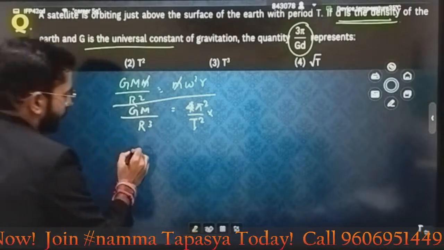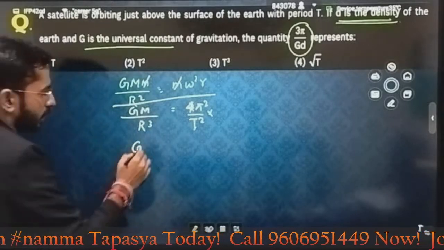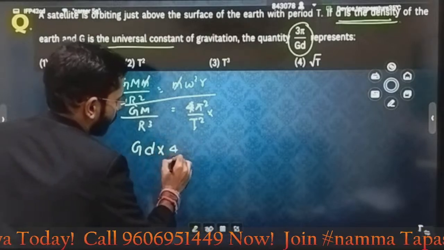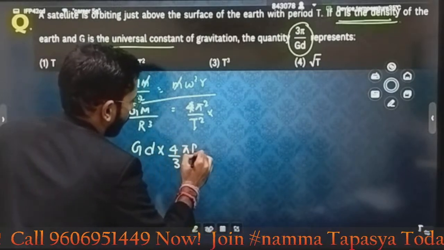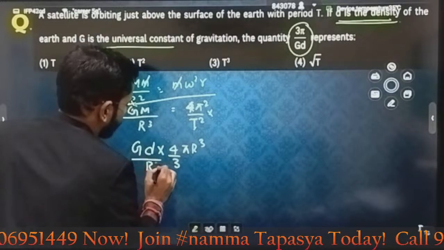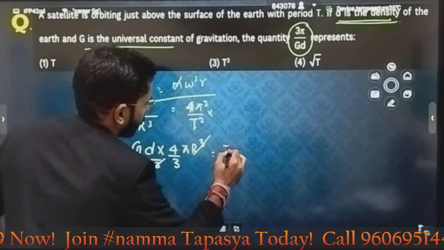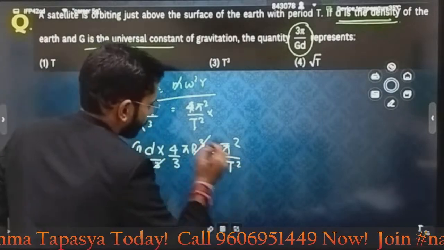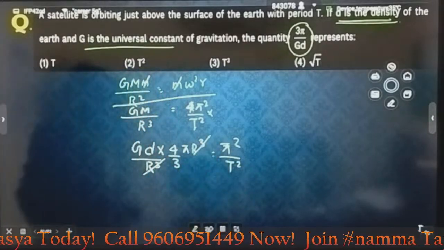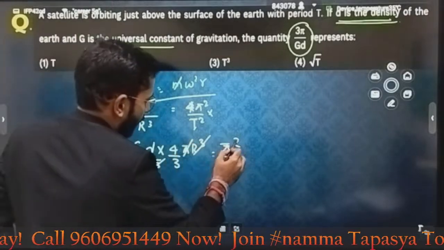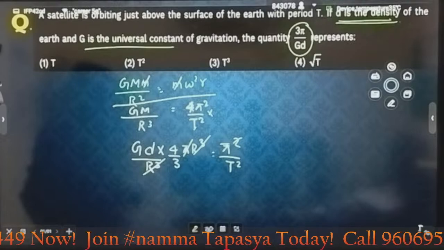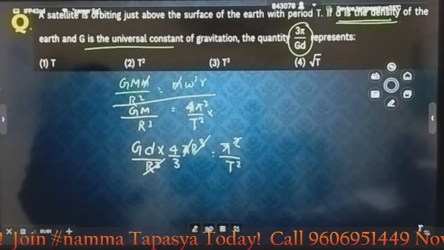Now, mass can be written as density into volume. Density can be represented as d, and volume can be represented as 4 by 3 pi r cube. Already there is a denominator r cube, that will also get cancelled out, and here it is pi square by t square. Correct? This is what I am having. Further calculations, pi also gets cancelled. Anything else getting cancelled? No, nothing else is going to get cancelled.